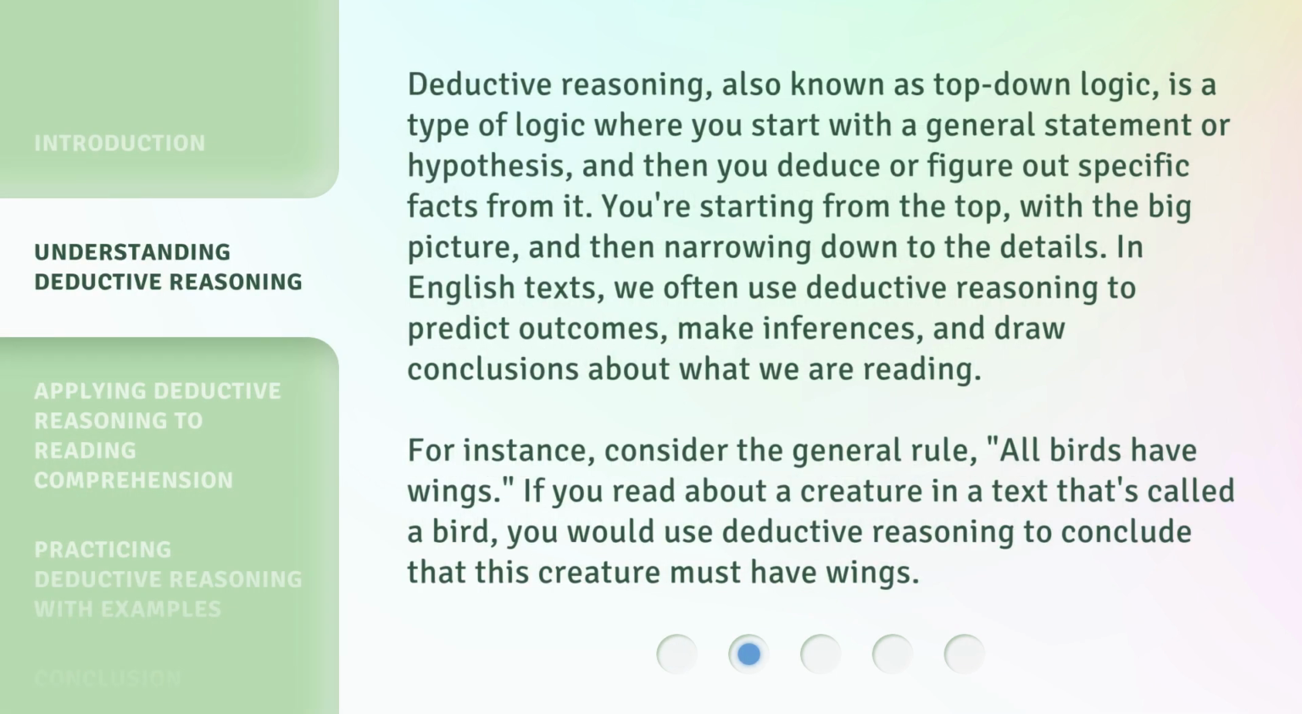Deductive reasoning, also known as top-down logic, is a type of logic where you start with a general statement or hypothesis, and then you deduce or figure out specific facts from it. You're starting from the top, with the big picture, and then narrowing down to the details. In English texts, we often use deductive reasoning to predict outcomes, make inferences, and draw conclusions about what we are reading. For instance, consider the general rule, all birds have wings. If you read about a creature in a text that's called a bird, you would use deductive reasoning to conclude that this creature must have wings.